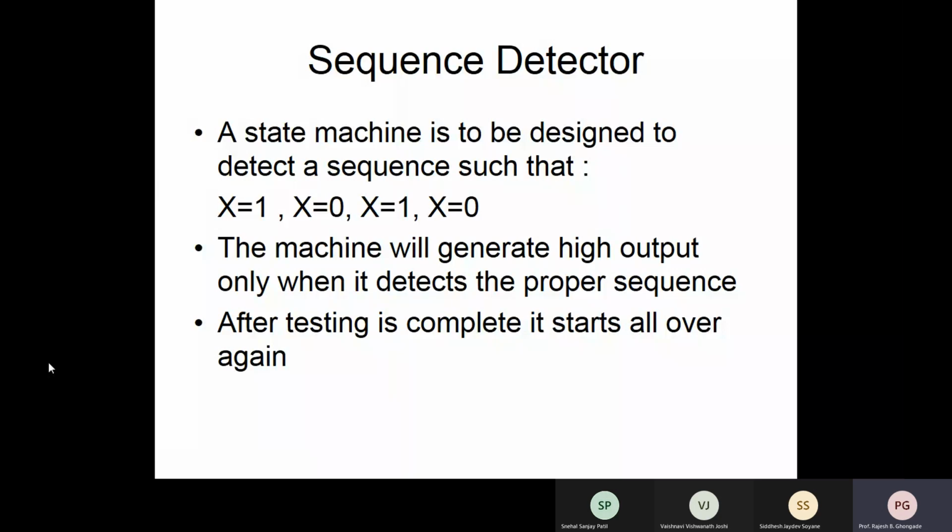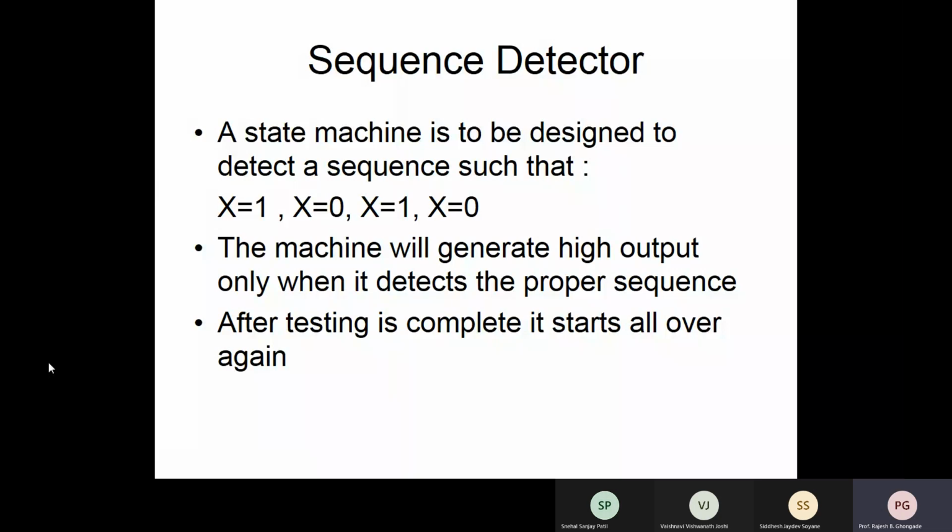The next state machine that we are going to see is the sequence detector. This is a very popular problem of detecting the sequence or patterns of bits. A state machine is to be designed to detect a sequence such that x is 0 followed by 1 followed by 0, 1 and 0. So it is going to detect the sequence 1 0 1 0. The machine will generate high output only when it detects the proper sequence. After detection is complete, it starts all over again. So this is the word description.